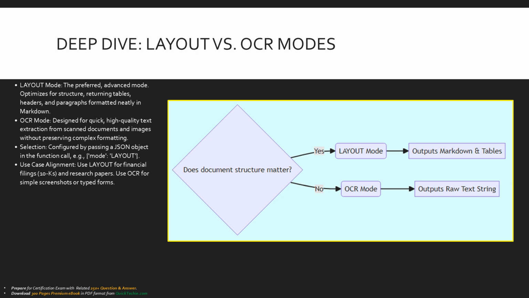This decision tree is the mental model you should use as a developer. You ask one question: does document structure matter for my downstream application? If yes, follow the top path to layout mode, which generates rich Markdown and tables. If no, follow the bottom path to OCR mode, yielding a simple, flat raw text string. It is a straightforward architectural choice.